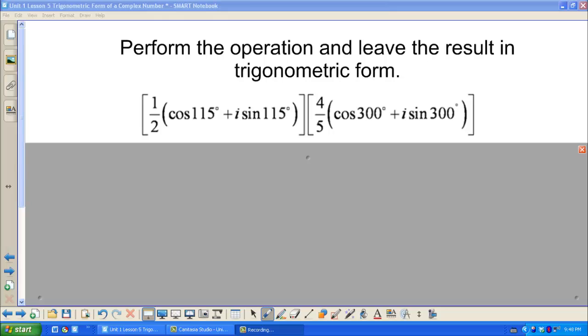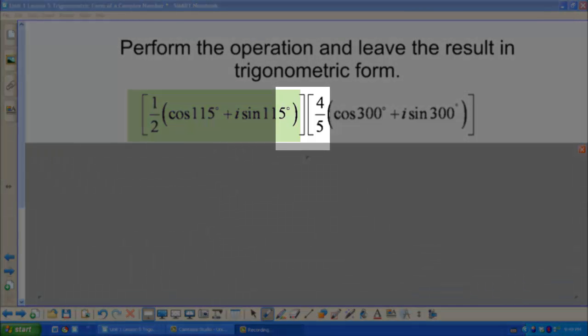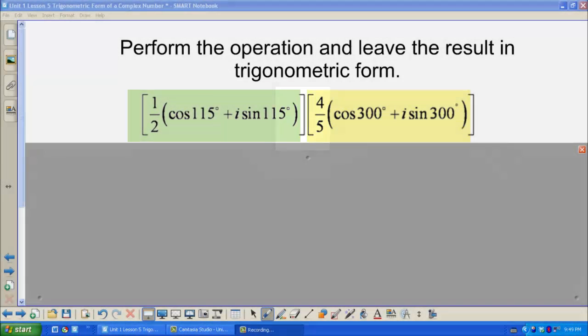So you need to be able to identify what's going on here. I see 1/2 cosine of 115 plus I sine of 115. You need to recognize that that is a complex number in trigonometric form where the modulus is 1/2 and your argument is 115. Notice the bracket to bracket, that implies multiplication, of another complex number in trigonometric form, which is 4/5 as a modulus and times the cosine of 300 plus I sine of 300.